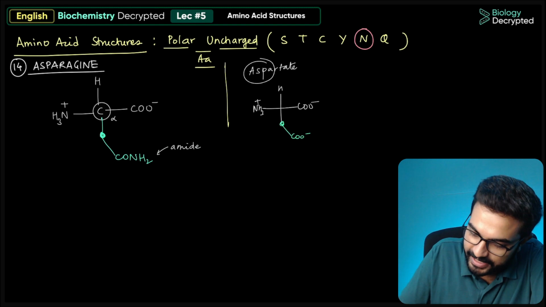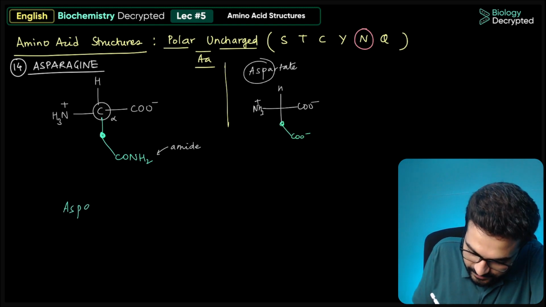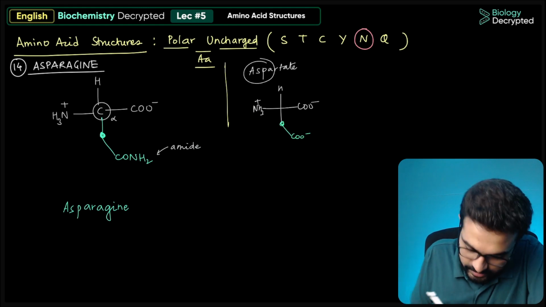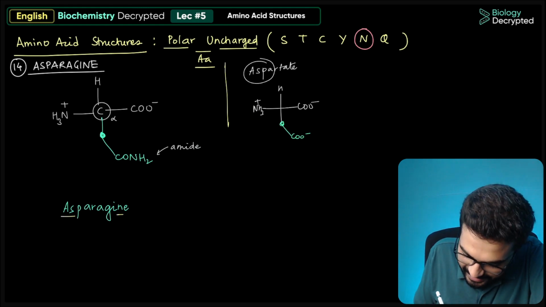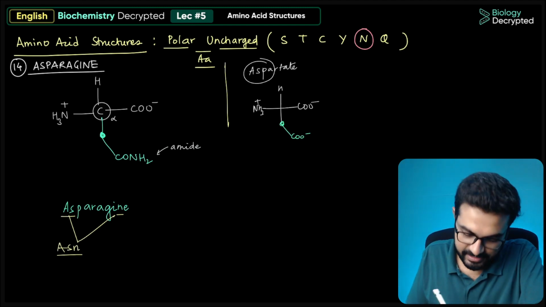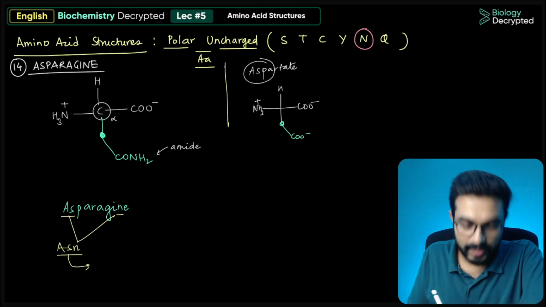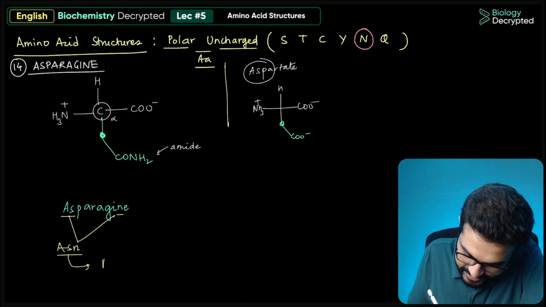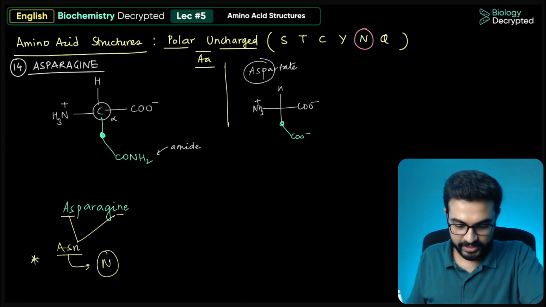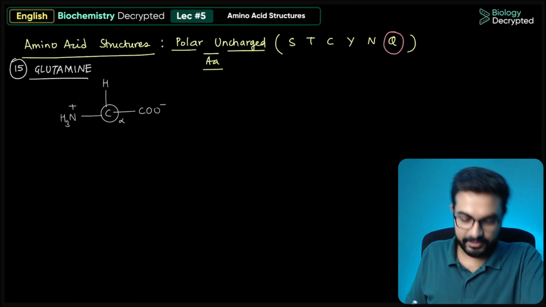Now, if you write the name of asparagine, the letters you will take are A, S, and N. So this is A, S, N. And for this, the one-letter code that you will write is N. Very, very important. It is peculiar.